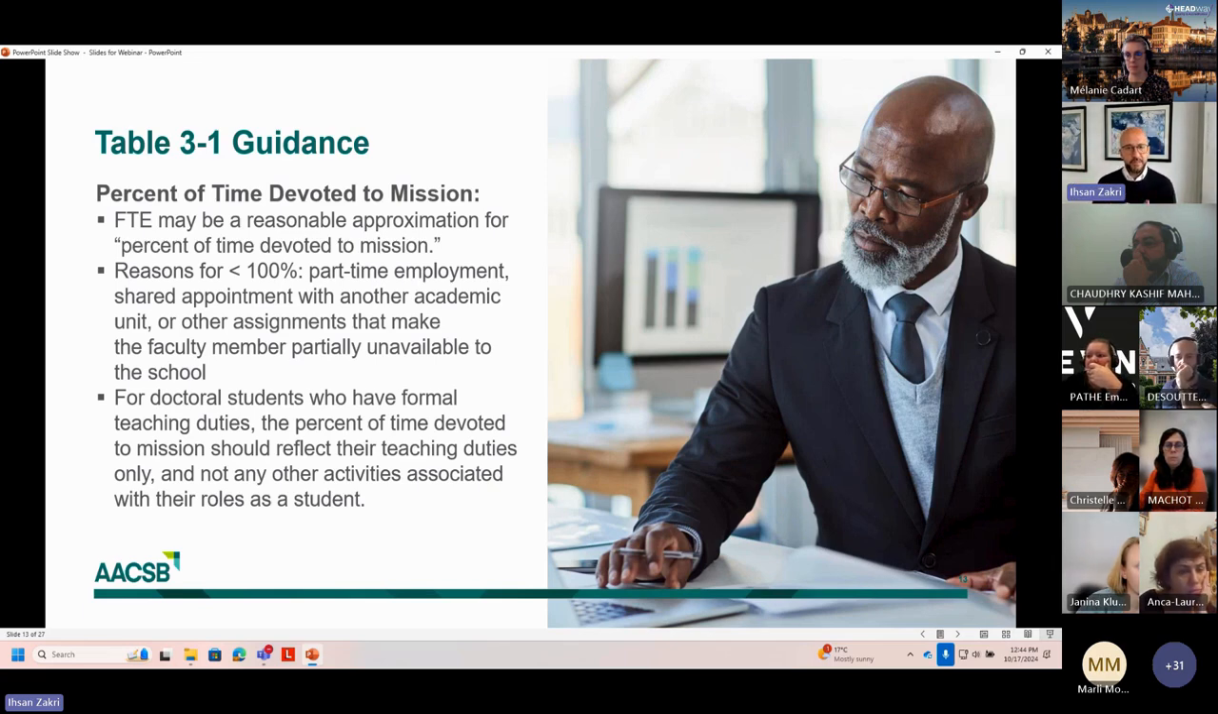So if I work full-time with the university, it's a very reasonable approximation that it is 100%. I work full-time for the university, I don't do anything else, I don't have any other engagements. I am 100%. And if somebody is less than 100%, there are reasons for it. It could be part-time, then I am 50%, or I have other assignments, I'm working somewhere else, then just reflect the percentage that I have allocated to the Faculty of Business.